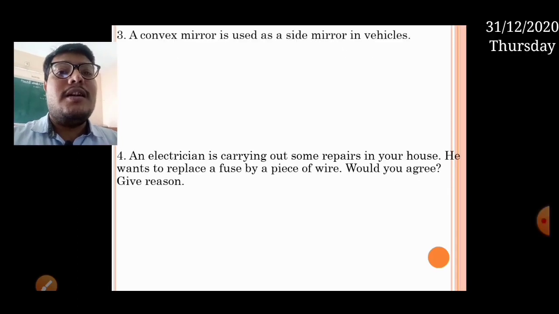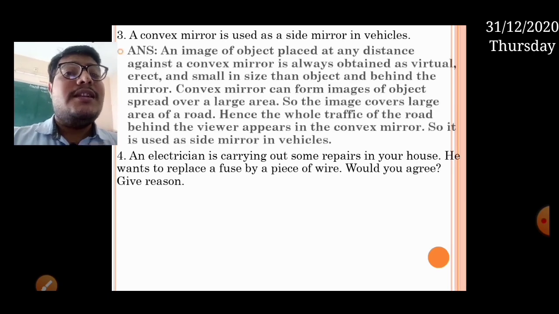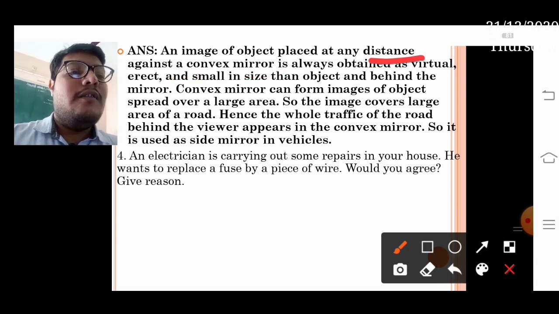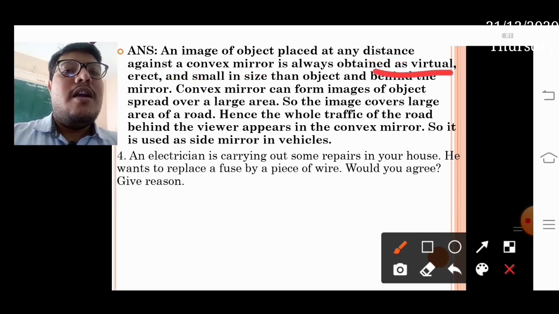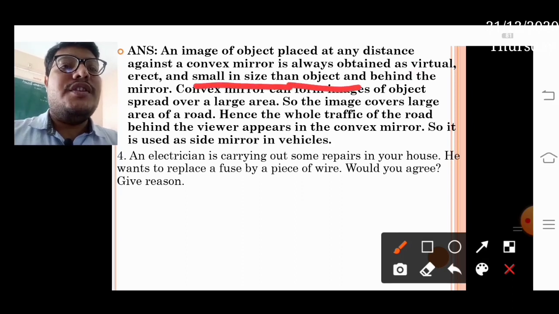Let's go to the third one here. A convex mirror is used as a side mirror in vehicles. So why is a convex mirror used? See the answer. An image of an object placed at any distance from a convex mirror is always virtual. Whatever image you get in a convex mirror is always virtual, erect, and smaller than the original object.